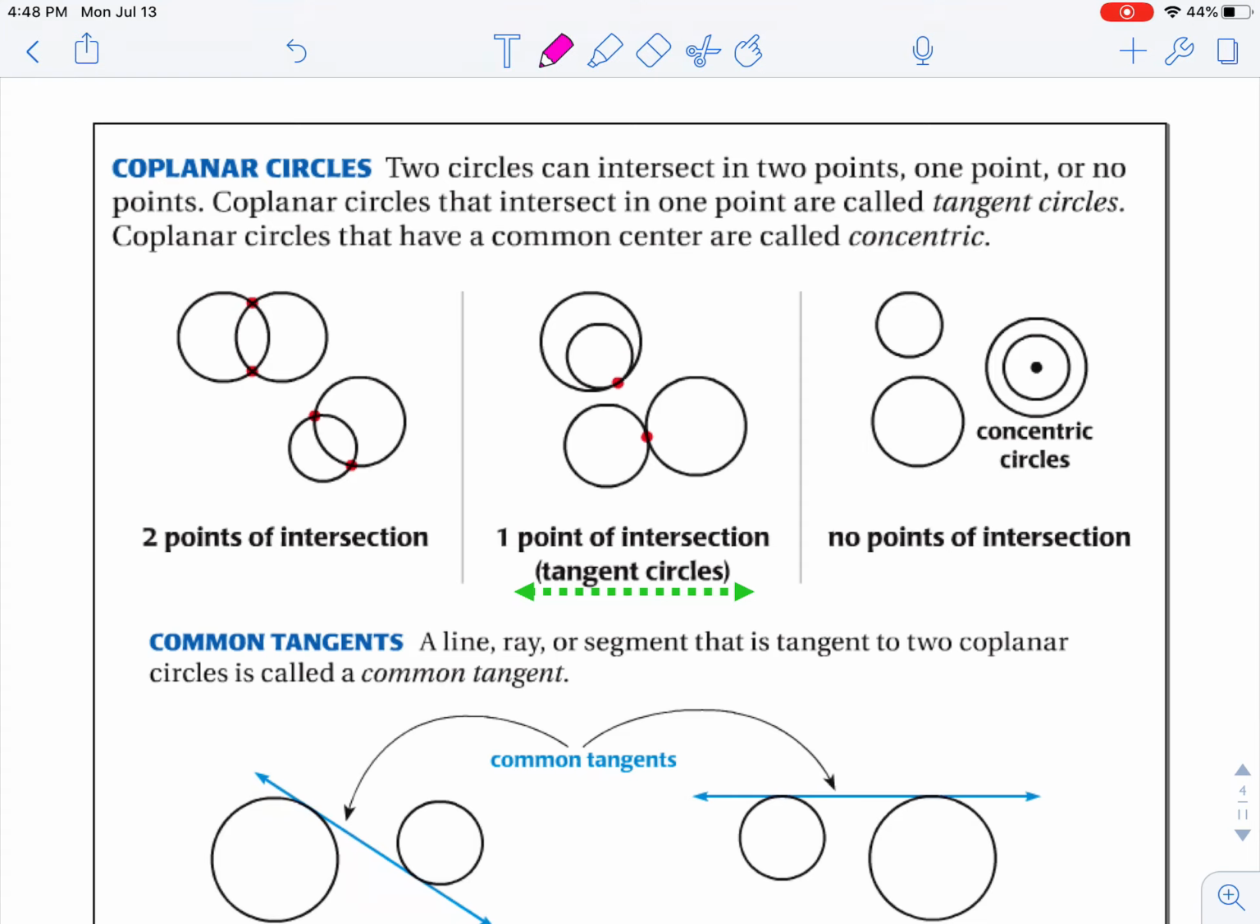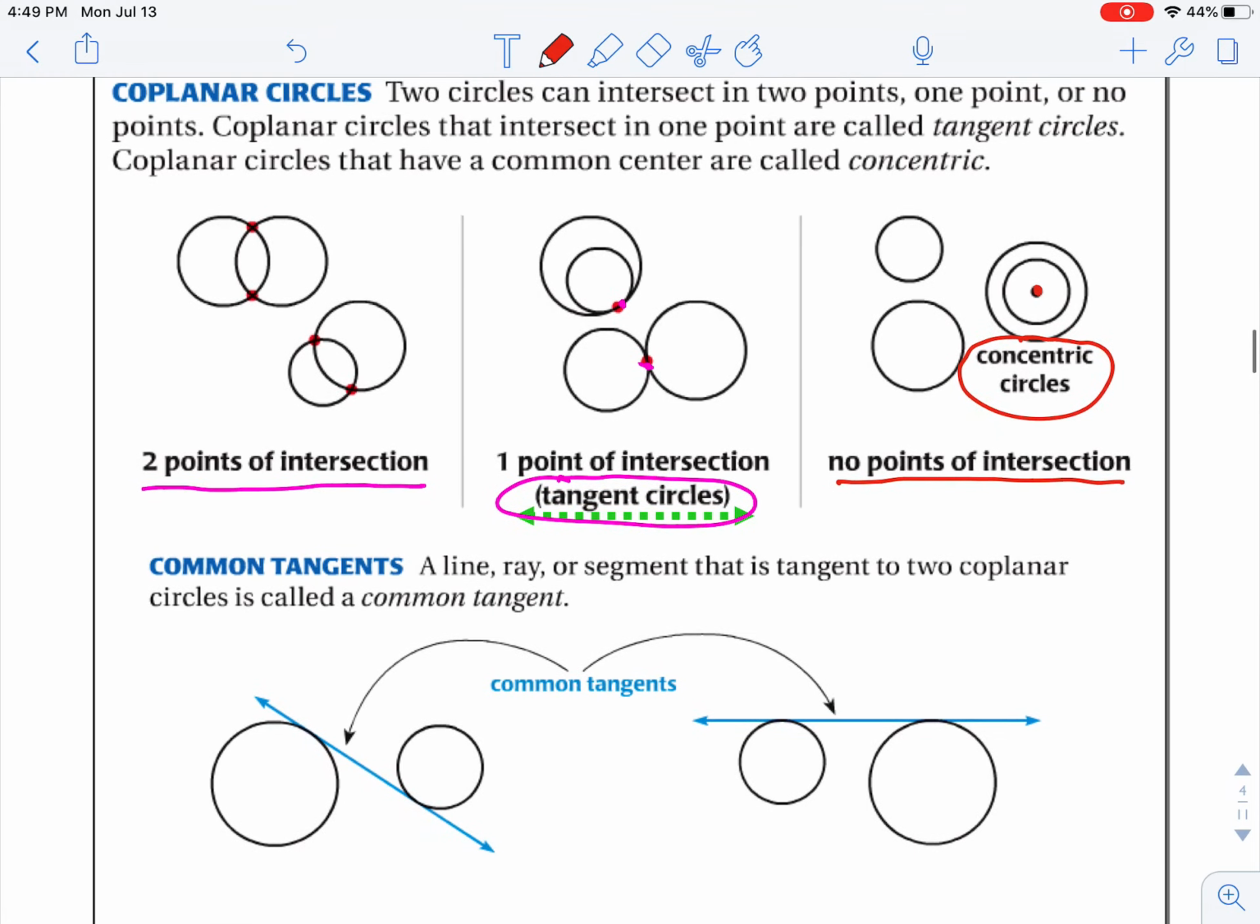So we also can talk about coplanar circles. So two circles can intersect in 2 points. Here's what 2 points of intersection look like. They can intersect in 1 point or no points. Coplanar circles that intersect in 1 point are called tangent circles. So these are our tangent circles right here when they intersect in 1 point. Coplanar circles that have a common center are called concentric. So these circles are called concentric circles because they have no points of intersection, but they have a common center. That's what that would look like.